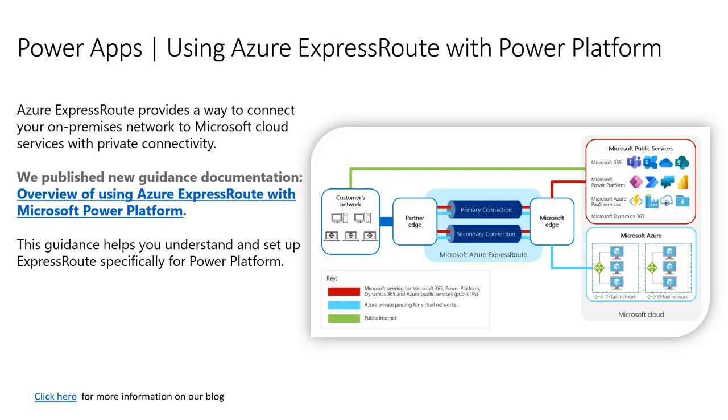And so for highly regulated industries such as banking, insurance, government, public sector, there can be concerns about using publicly available platforms and accessing sensitive data over the public internet. So Azure ExpressRoute helps with that scenario. If you're in that scenario, this is specifically about using ExpressRoute with the Microsoft Power Platform. And like I said, there's some new good guidance on that if that's something that you want to use.